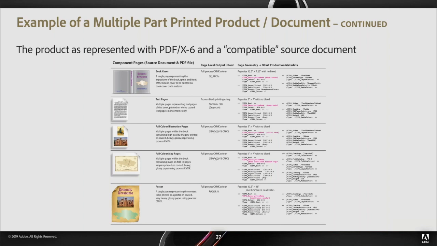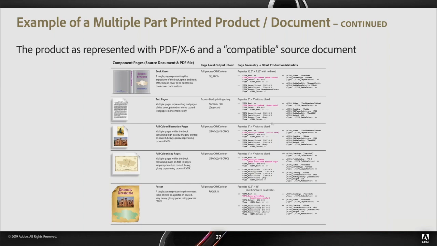Same is true with the map pages. The poster might be Fogra 51. I'm not trying to give a recommendation, but rather an example of differences. The production metadata would give information as to what you would do with these.